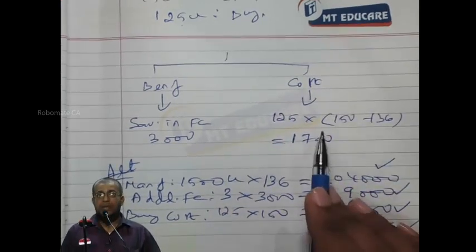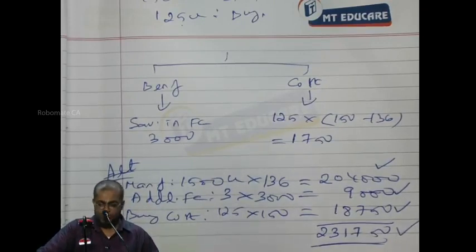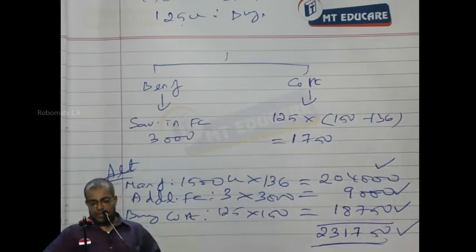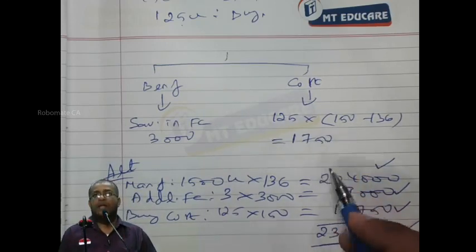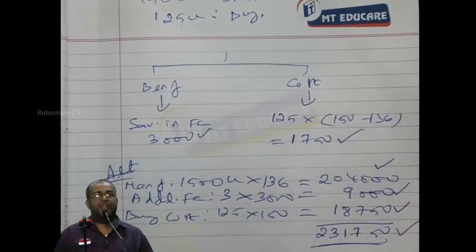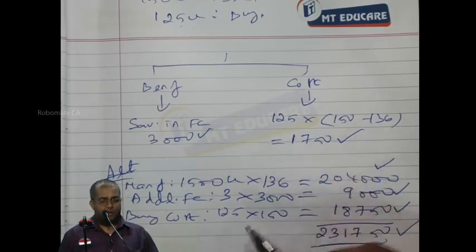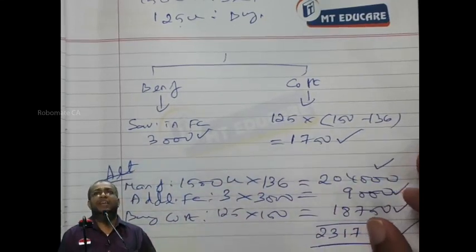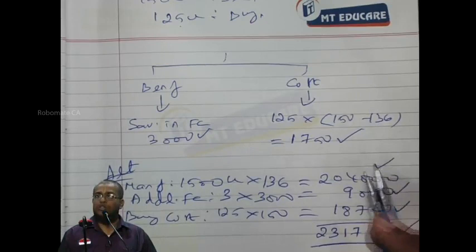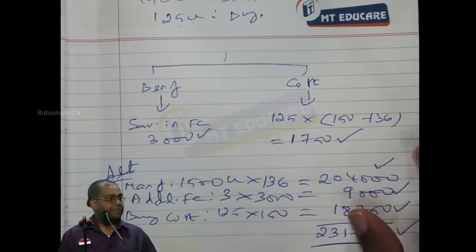Next, go to cost. Additional variable cost due to buying 125 units. Write down your mark: 125 into 150 minus 136. Tell me the number. 1,750. I don't mind spending an extra 1,750 for saving what? 3,000. Net saving is equal to 1,250. Can I proceed or not?